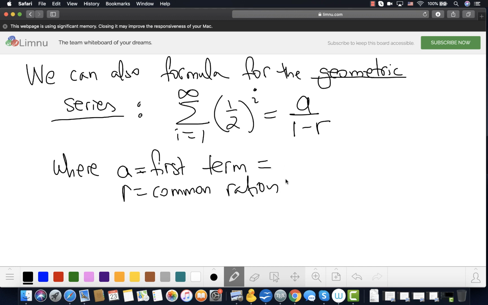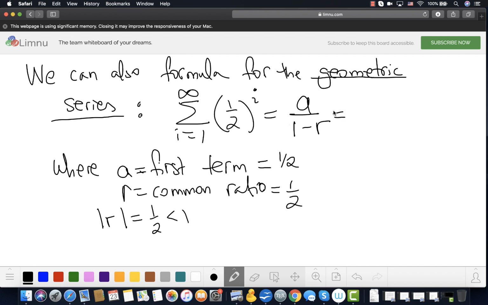Okay, so in this case, what's the first term? Well, the first term corresponds to the case when the index i is equal to 1. So it's 1/2 to the power of 1, which is 1/2. That's our first term. And the common ratio is 1/2, because that's the term whose powers were taken. Now, this formula is only valid if the absolute value of r is less than 1. Here the absolute value of r is 1/2, which is indeed less than 1. So we can use this formula.